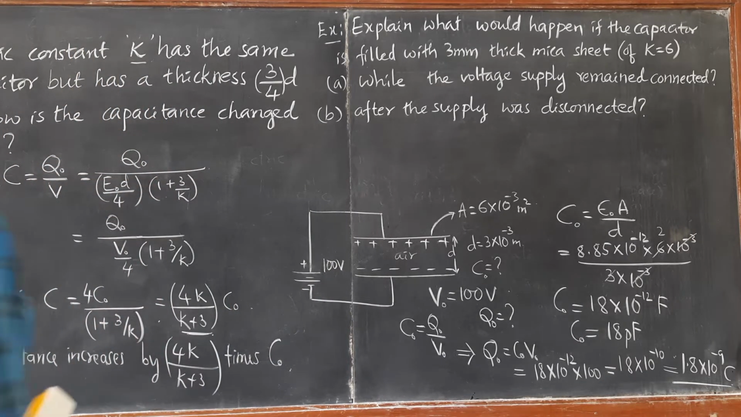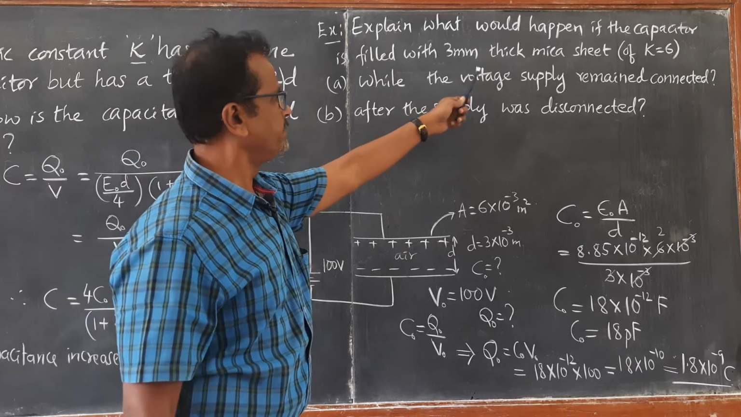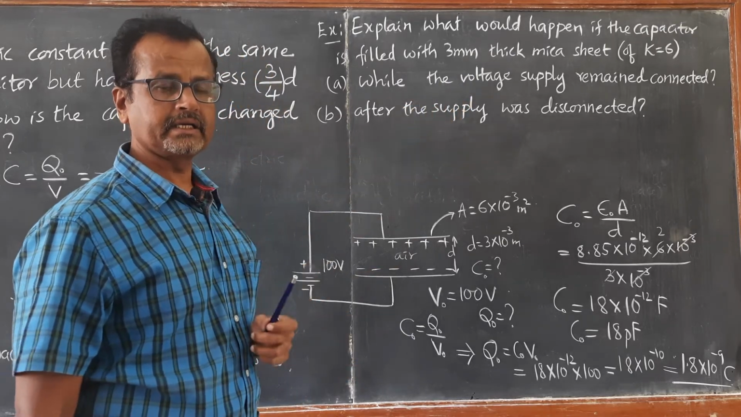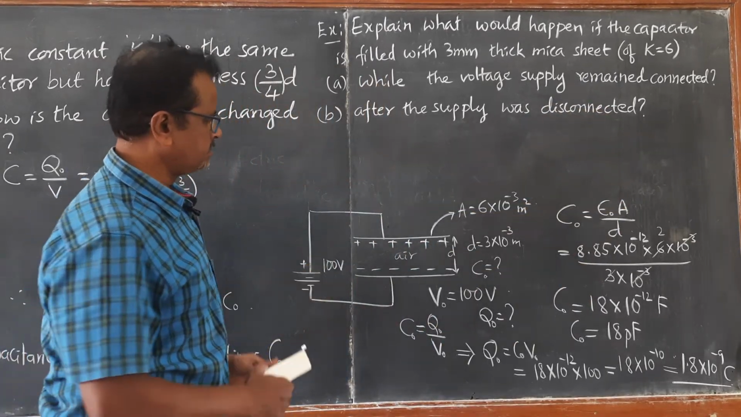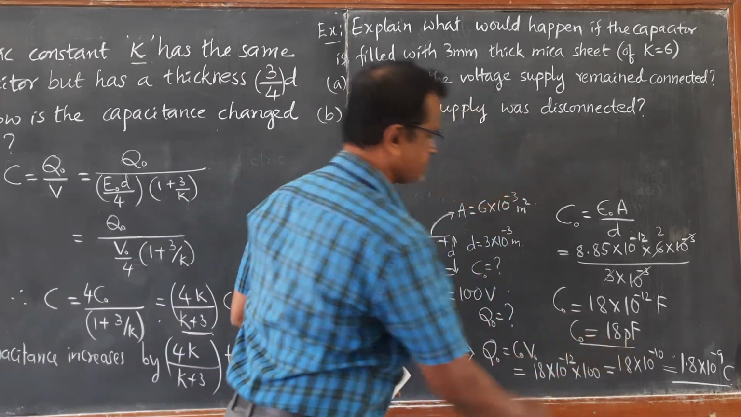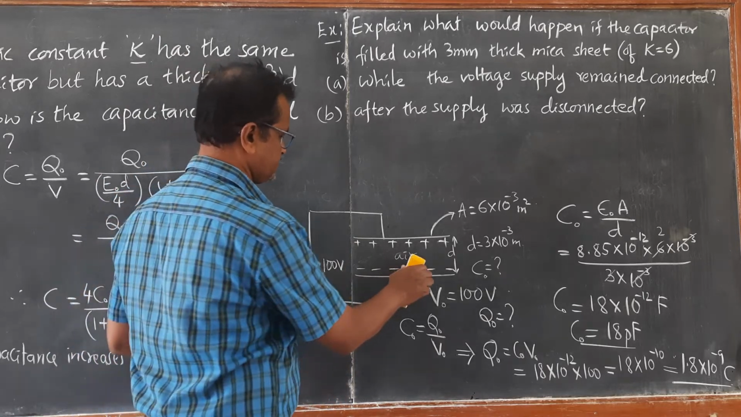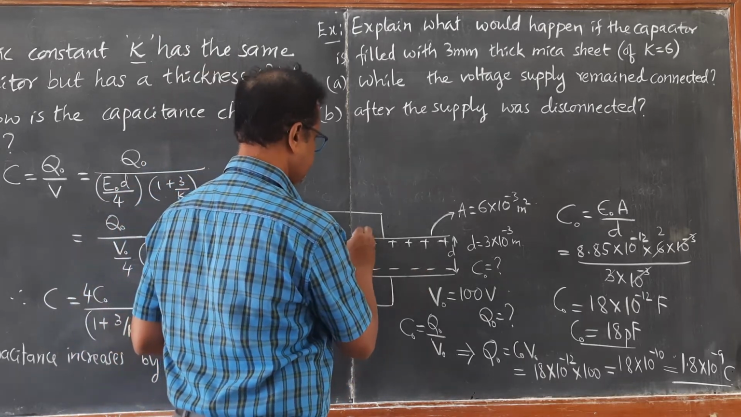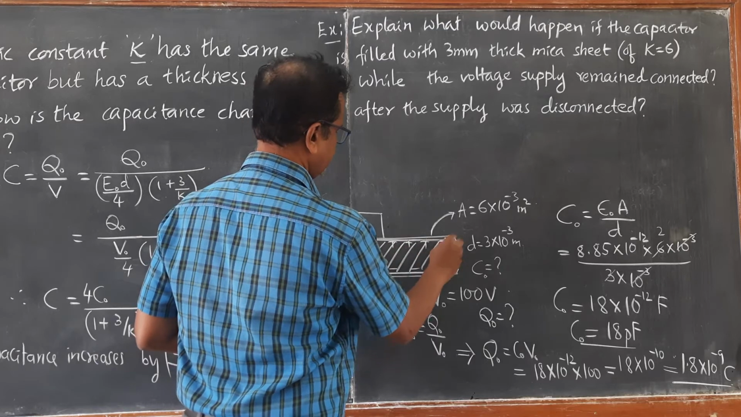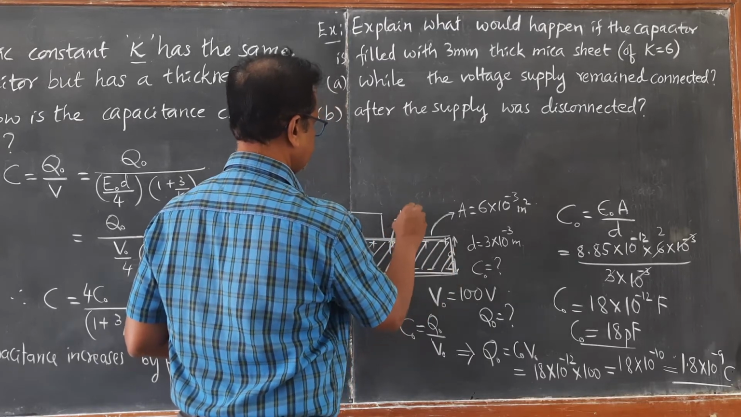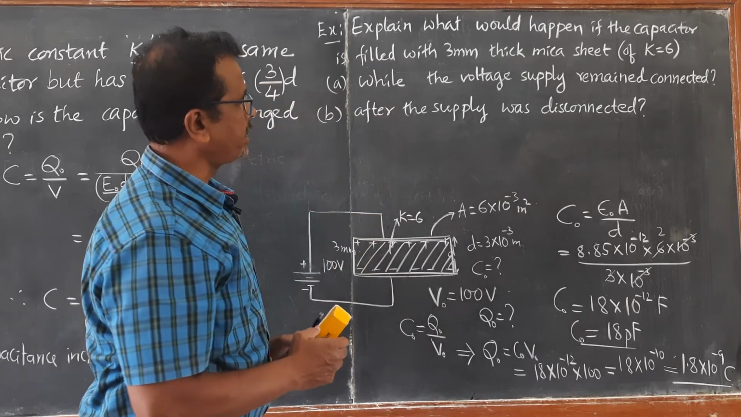Now you can see the same problem continues. Explain what would happen if the capacitor is filled with a 3 millimeter thick mica sheet, where mica is a dielectric having dielectric constant K equal to 6. If this capacitor, which we have just found to have capacitance 18 picofarad with free space, is filled with a mica sheet of the same thickness 3 mm with K equal to 6, then what happens?